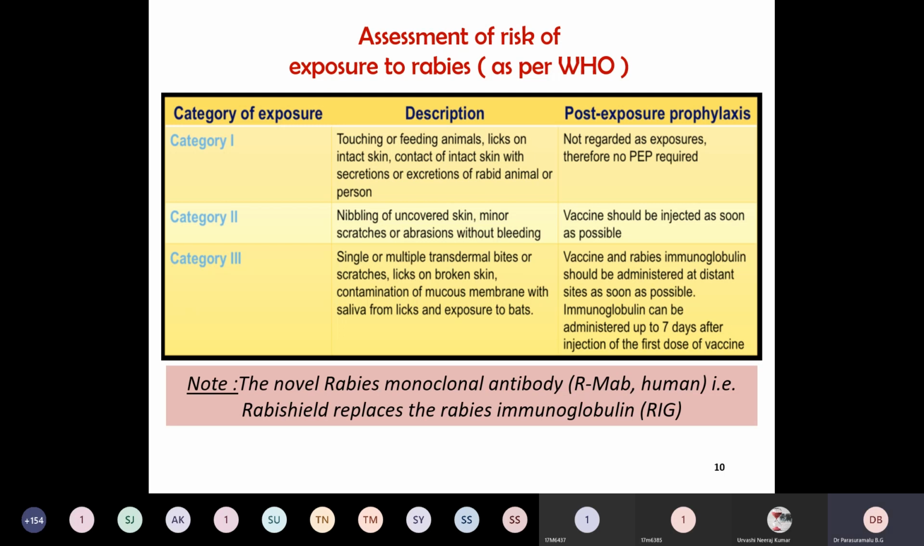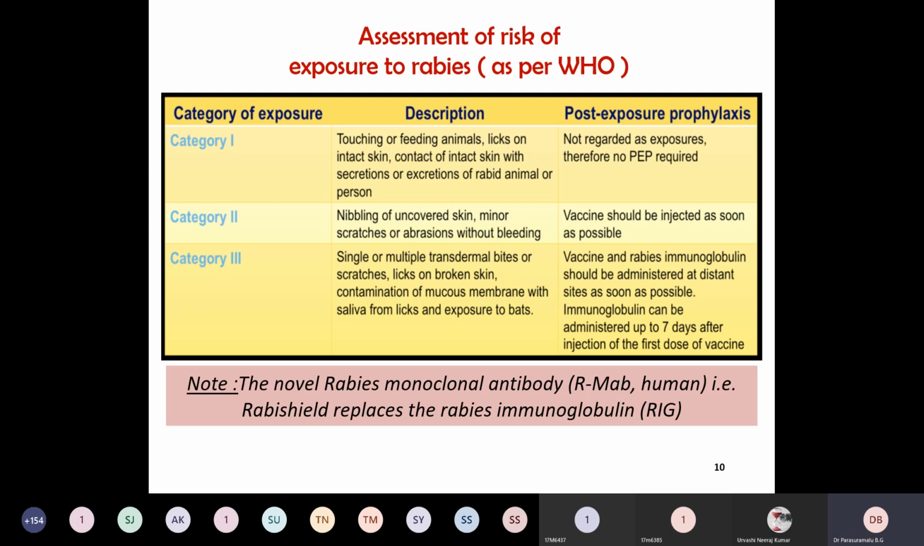Regarding the disease onset, the incubation period, that is the time interval between the exposure to bite of a rabid animal and onset of clinical manifestation, is usually 3 weeks to 3 months, but varies from 4 days to 2 years. The bites on head, neck, hands and genitals have shorter incubation period.